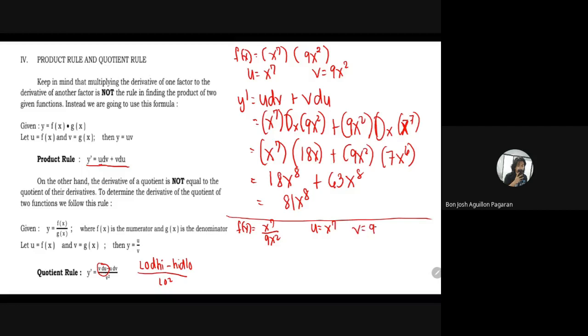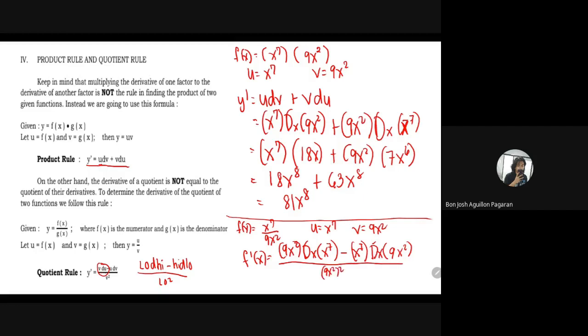Our v is 9x squared. Let us see how to find the derivative. We have v, low d high, low denominator, derivative multiplied by the, kalimutan ko lagi ang dx, dx of x to the 7 minus u, which is the numerator, x to the 7th power, derivative of the denominator, all over 9x squared.